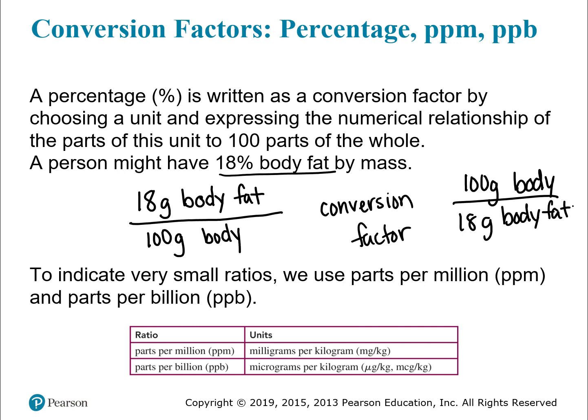When we're talking about really small ratios, we're talking about parts per million and parts per billion. You see that a lot with environmental sciences. So something like the amount of contaminants in your water might be reported as parts per million or parts per billion, okay? Very, very small amounts.